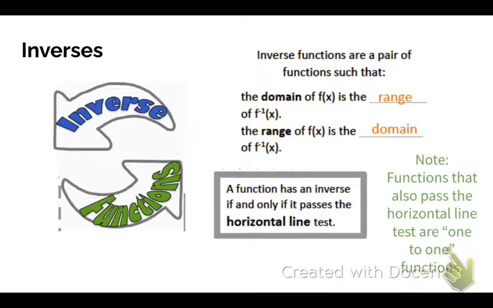The technical name for a function that also has an inverse is a one-to-one function. In a one-to-one function, no x value is going to have more than one y value, but we also are not going to see any y values repeated when we list out our domain of a function.